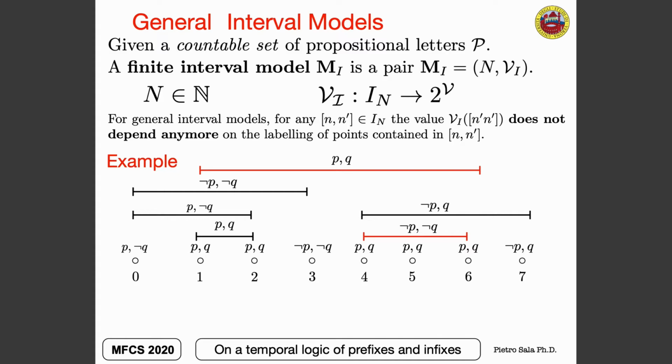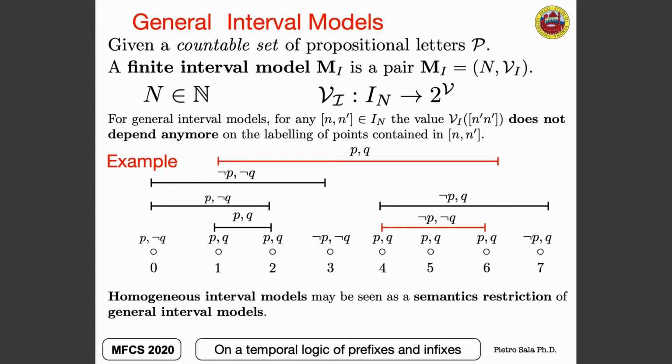For instance, if you put 0, 6, this is not a homogeneous model, it's a general model, because you put, for instance, P and Q over 1, 6, where you have the negation of P and the negation of Q inside the interval, and for instance you put the negation of P and the negation of Q over 4, 6, which is an interval with points containing both P and Q. So in a general interval model you are completely free to label the intervals. Homogeneous models may be seen as a semantic restriction of general interval models.